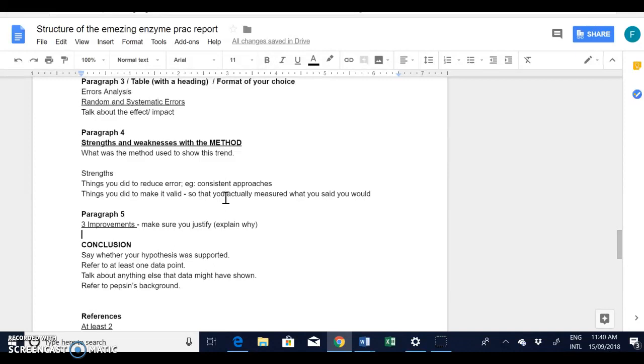Then 3 improvements. It says 3, so do 3. I'm sure you'll be able to find them. Think about your random and systematic errors, and how you could stop them happening.